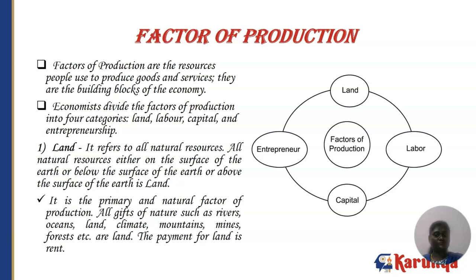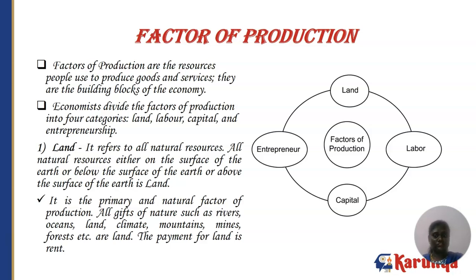There are four factors of production, that is land, labor, capital, and entrepreneur. Factors of production are the resources people normally use to produce goods and services. They are the building blocks of the entire economy. Economists divide the factors of production into four categories: land, labor, capital, and entrepreneurship. First we'll be seeing about land.